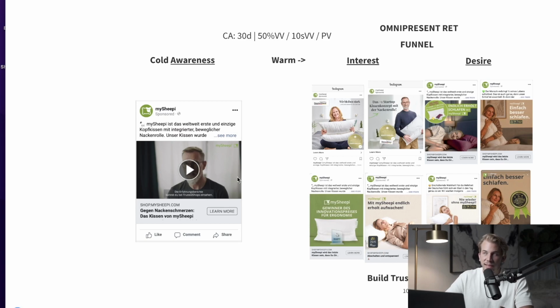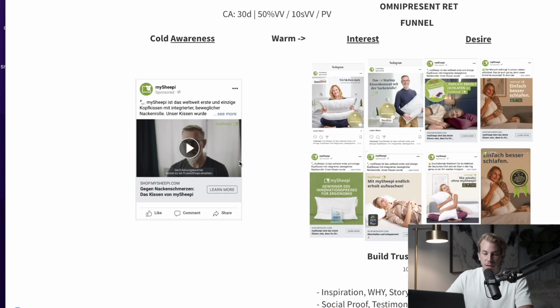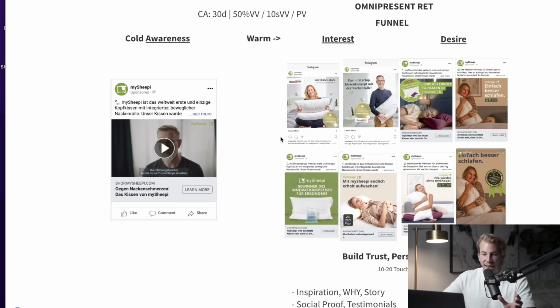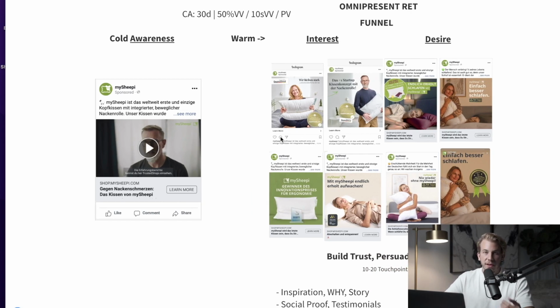I wouldn't say you can reach the 5 to 10% conversion rate with this alone because it's just not enough. And some people need some time. Some people need to think about the purchase with their spouse or with their friends, or they need to engage with it more. They need to make more research before they commit to this purchase. And this is where the omnipresent retargeting funnel comes in.